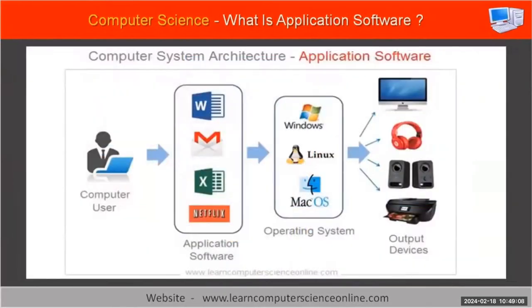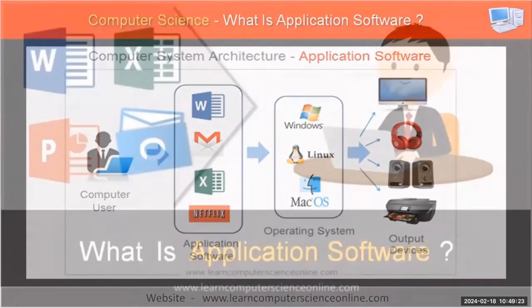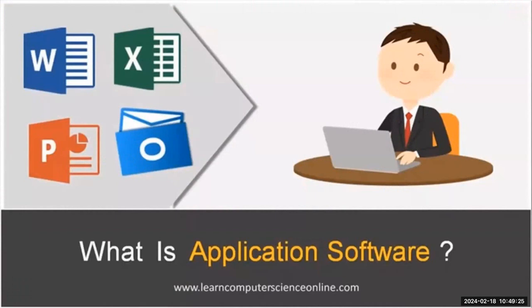Let us now summarize what is an application program. The application programs are software applications specially designed to provide various functionality to the computer user to perform different tasks on the computer system. That brings us to the end of this video tutorial, and in this tutorial, we have discussed what is an application program, or a software application.